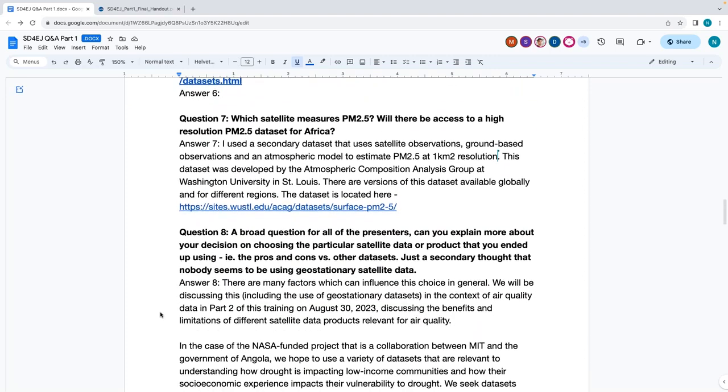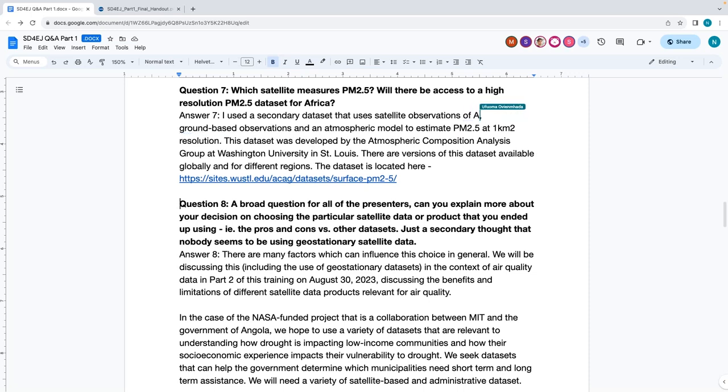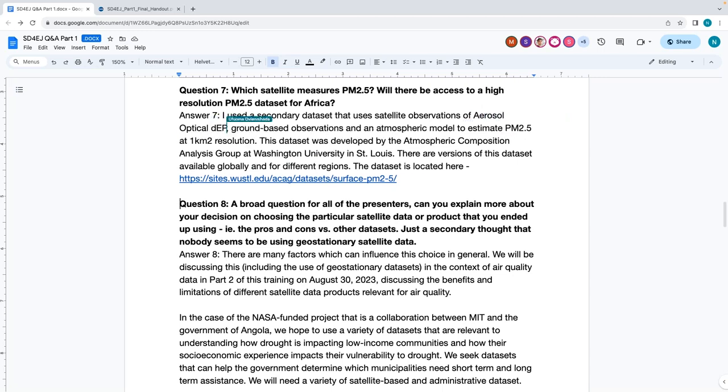So let's go to question 7. Which satellites measure PM2.5? Will there be access to a high resolution PM2.5 data set for Africa? Satellites do not measure PM2.5 directly. Satellites measure a quantity called aerosol optical depth, which is a unitless quantity measuring the amount, or the optical thickness, of the aerosols throughout the atmosphere. Through the use of other analysis techniques, surface PM2.5 can be derived.